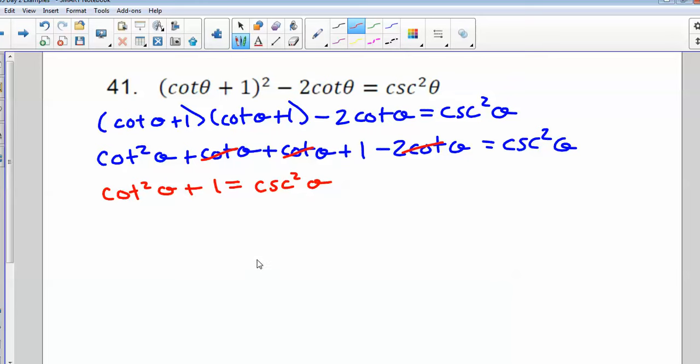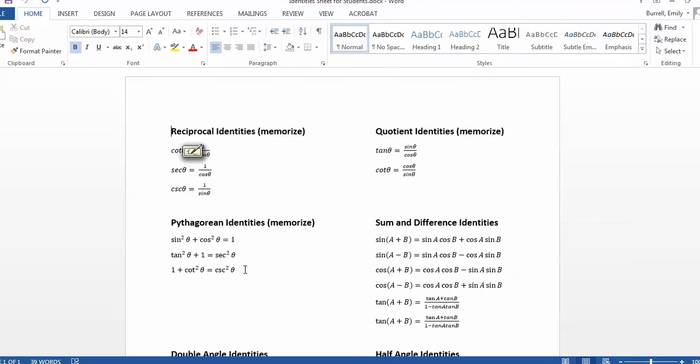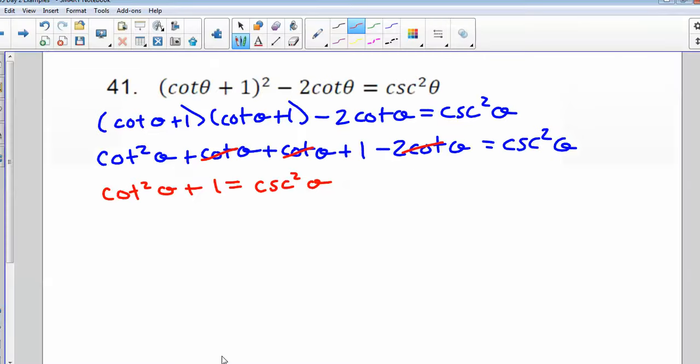So I'm going to look at my identities list because that looks like one of my Pythagoreans. Alright, the last one here says cosecant squared is the same as 1 plus cotangent squared theta. So going back, it looks like I can take my 1 plus cotangent squared theta and substitute cosecant squared for both of those together. So cosecant squared theta equals cosecant squared theta. Done.